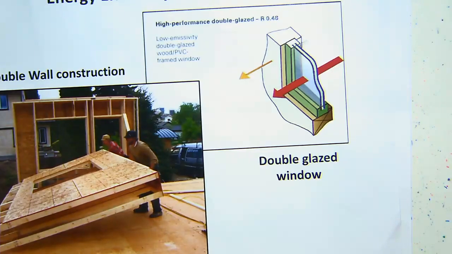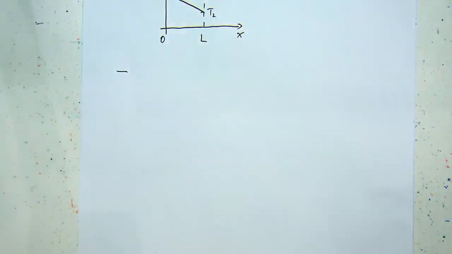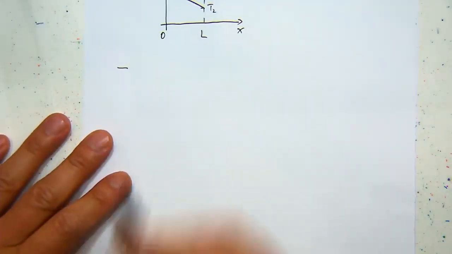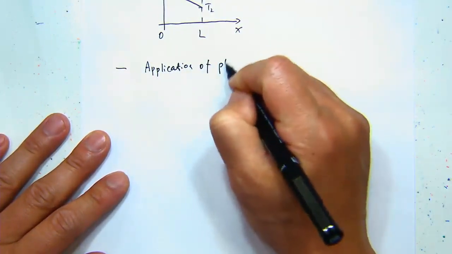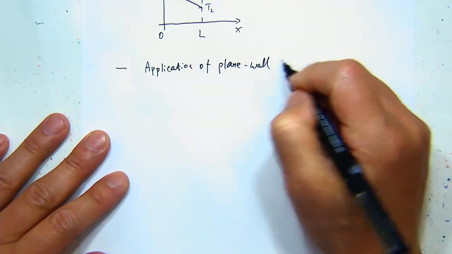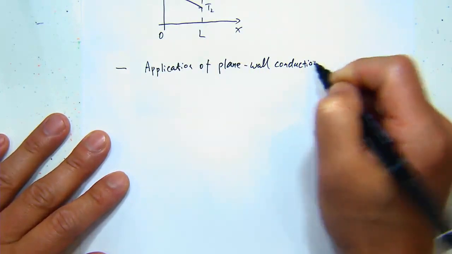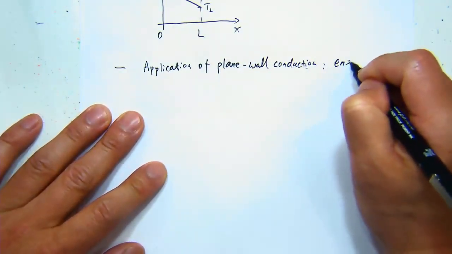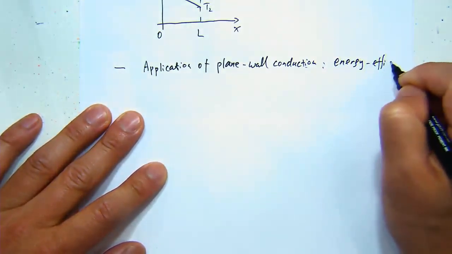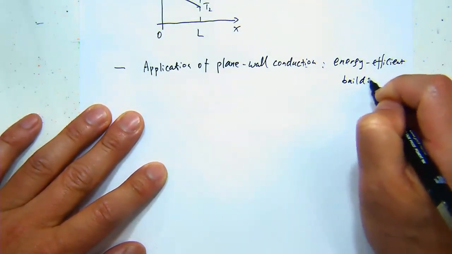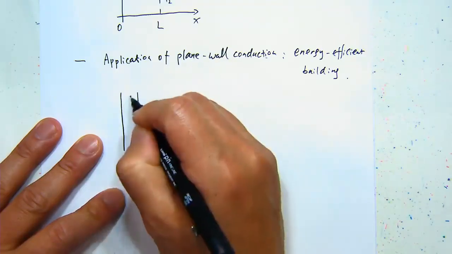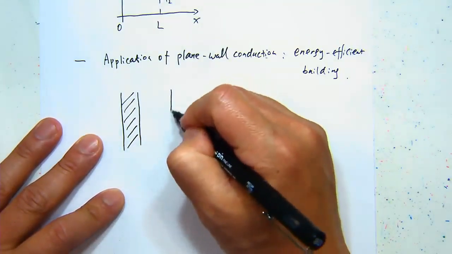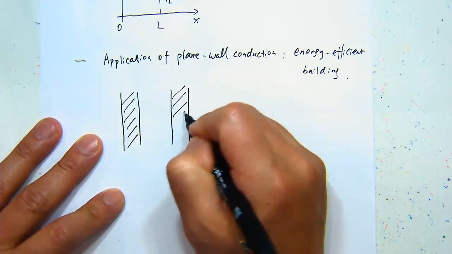And then in winter, if the inside is warm, it can prevent the heat from being lost to the outside. So that's a problem that we can use as an example of the plane wall case. So let's say the application. If we can draw the schematics there, let's say this is one wall or one side of the wall.